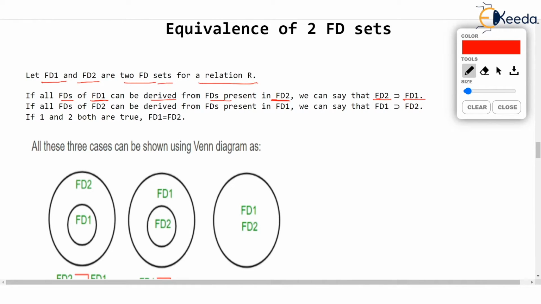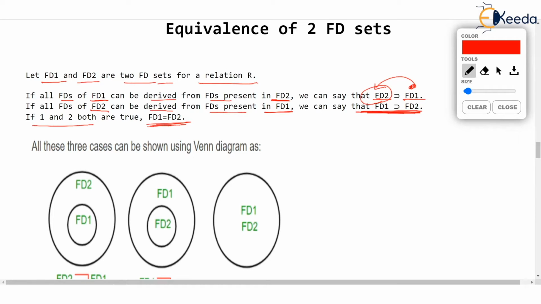And the same is the case if all the FDs of FD2 can be derived from FDs present in FD1, then we say FD1 covers FD2. And if both 1 and 2 are true, then we say FD1 is equivalent to FD2. All the three cases can be shown as a diagram. Look, if FD2 covers FD1, that's how you read this, isn't it?